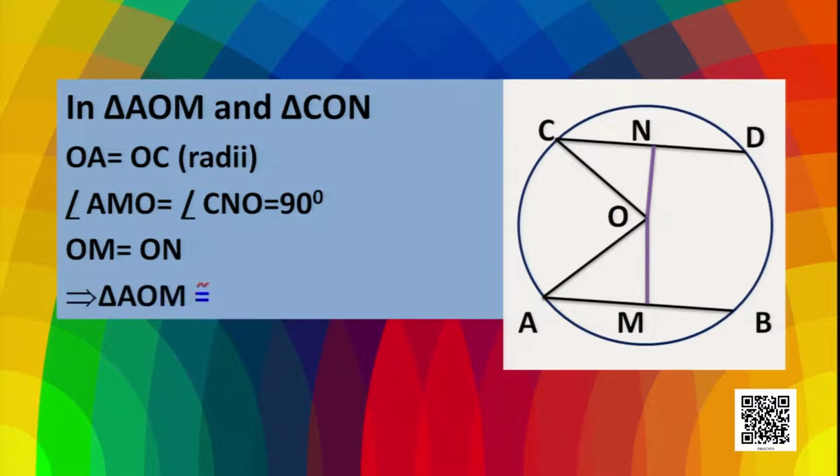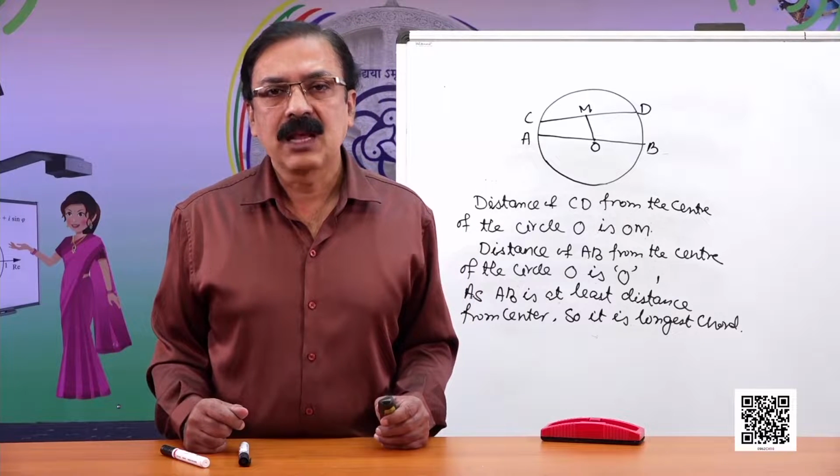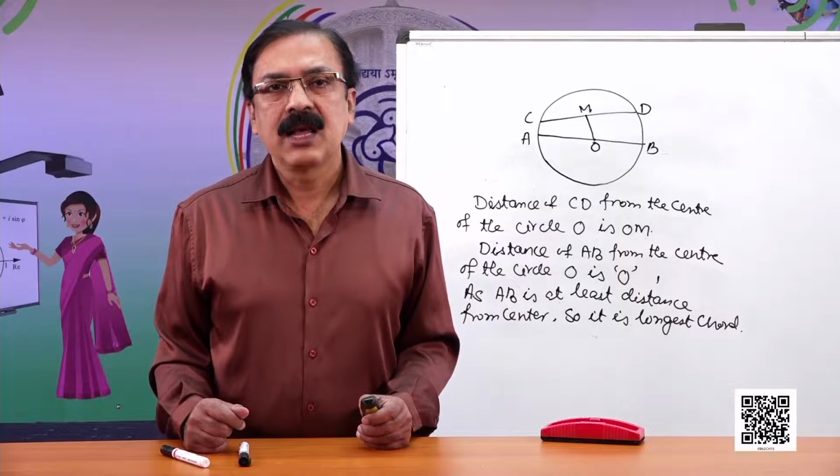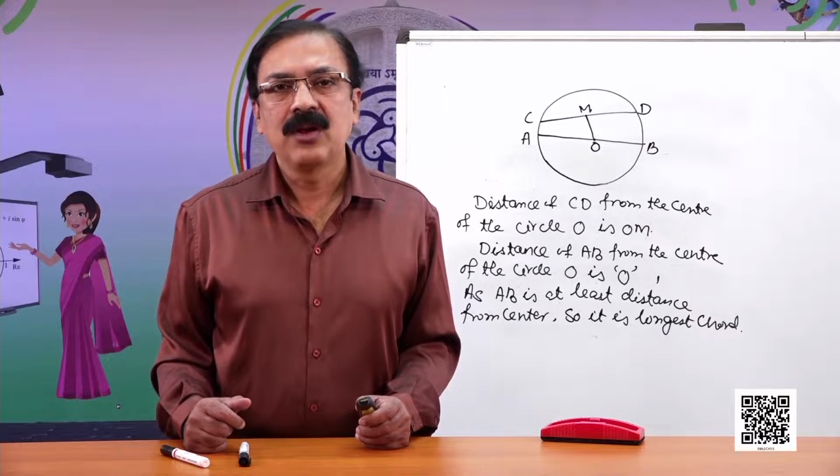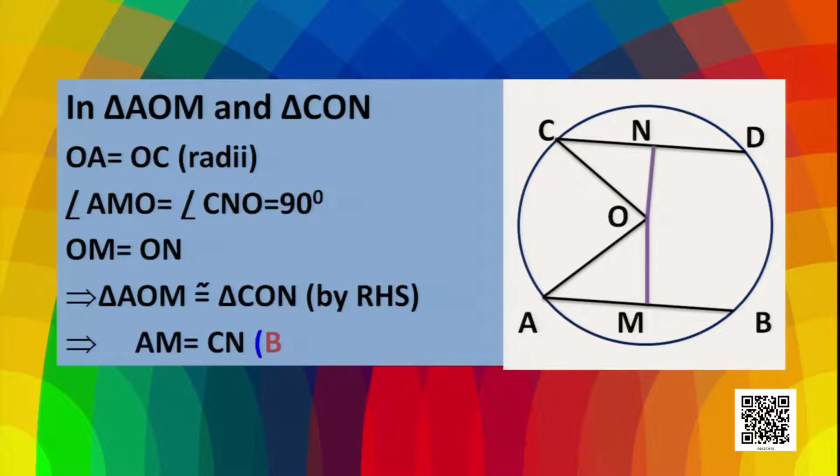So we can say that triangle AOM is congruent to triangle CON, same by RHS, that means right angle triangle, hypotenuse are equal and one of their sides are also equal. So by this congruency, these two triangles are congruent. As a result, their corresponding parts are also equal. So what are the corresponding parts here? As we need AM is equal to CN.